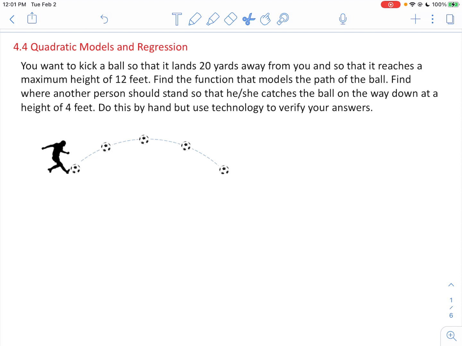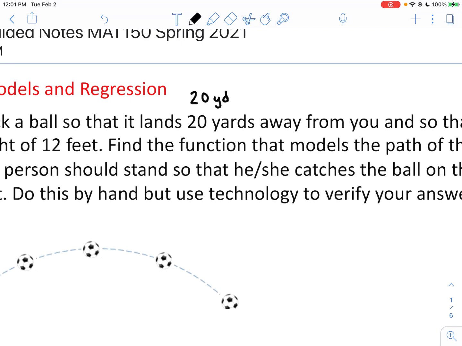So the first thing I want to observe is that our units are not consistent. Put everything in terms of feet. 20 yards is the same amount as 60 feet. Remember that there are 3 feet per yard.